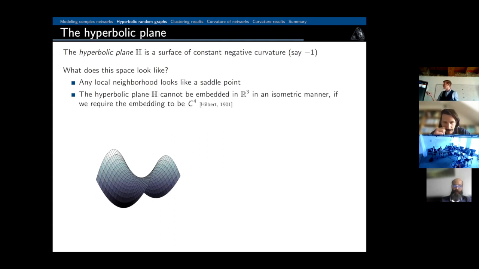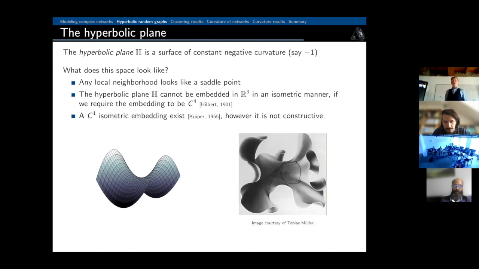It's impossible to embed a hyperbolic plane in three-dimensional space in an isometric manner. So that's a mathematical result. And this holds if we require the embedding to be 4 times continuously differentiable. That's already a very slack requirement, but even then, we are not able to do it.